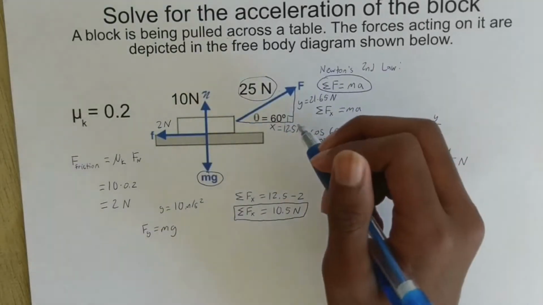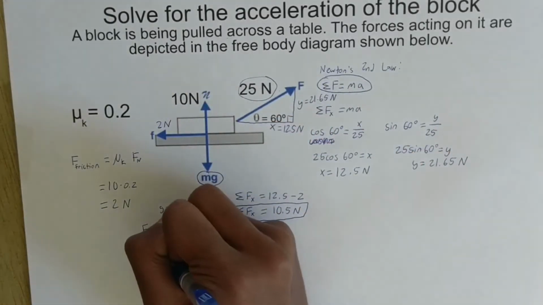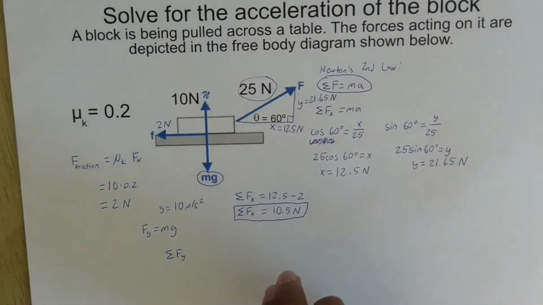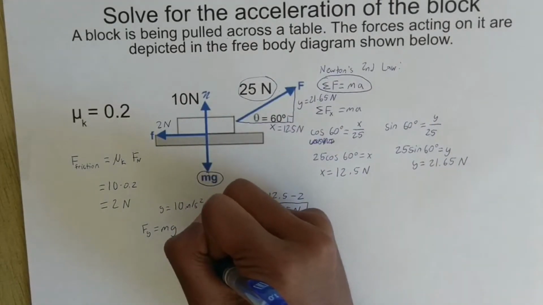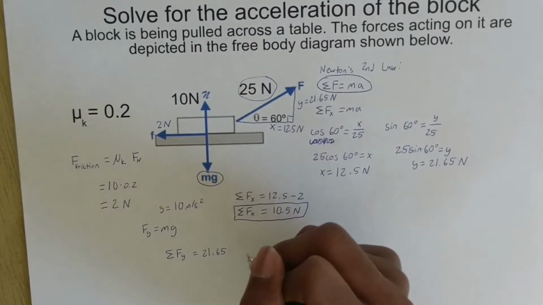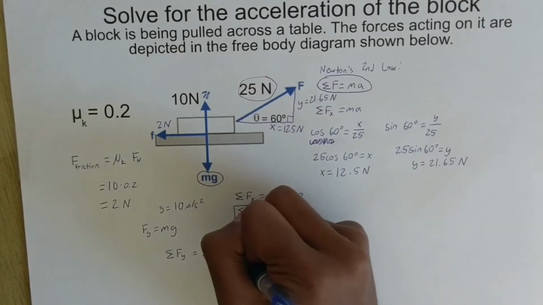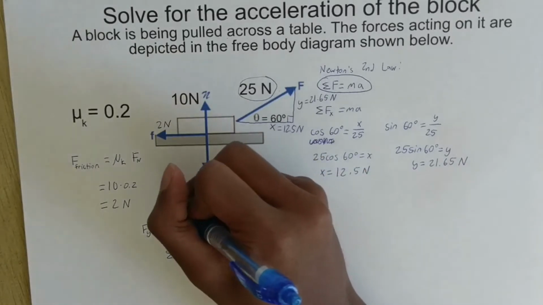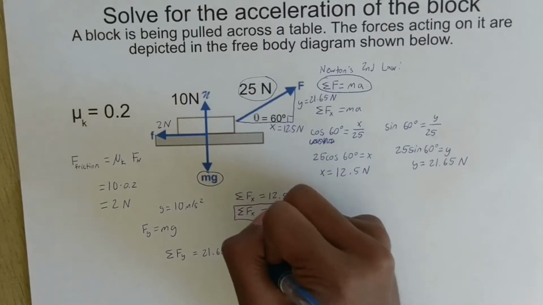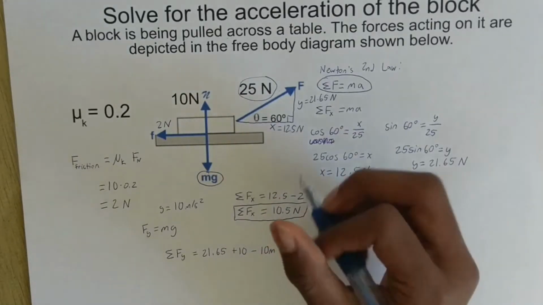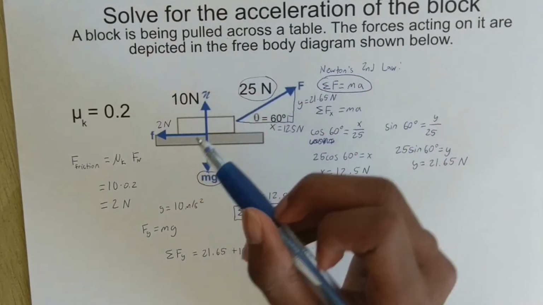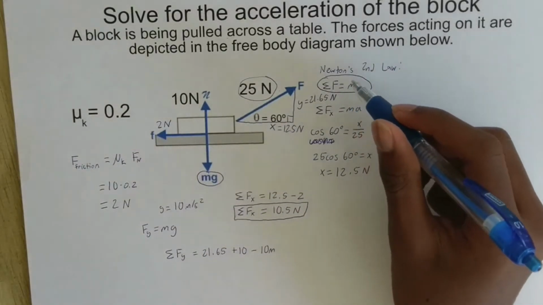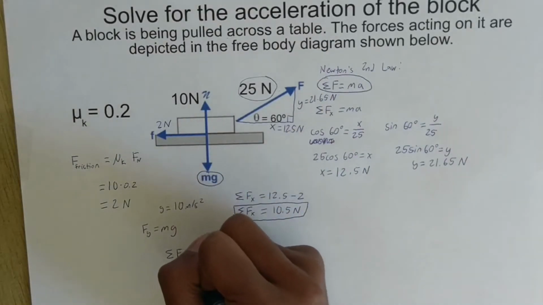So if we do the same thing we did for the x, summing up all the forces in the y direction, we have the vertical component of that applied force, which is 21.65 upwards, plus the normal force, which is 10. And in the negative y direction, we have the force of gravity, which is mg, and substituting 10 for g, so minus 10m. And since, again, the block is not accelerating in the y direction, all of the forces in the y direction must sum up to equal 0, because if the net force is 0, then the acceleration is 0. So this equals 0.